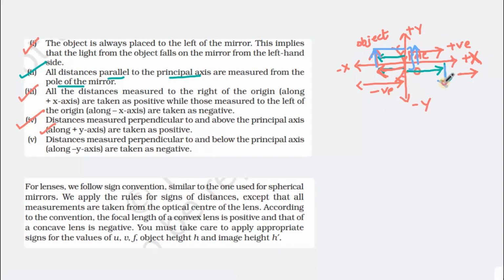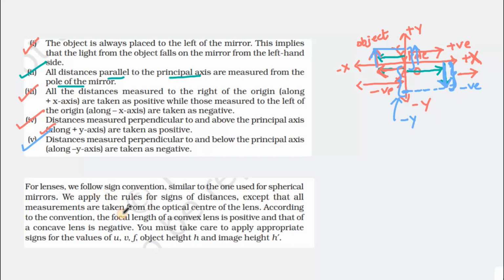Similarly, if we observe this value, to measure this height, we have to draw a line along the negative y-axis. So this value is coming in negative y. So this height will be a negative quantity. Distances measured perpendicular to and below the principal axis, along the negative y-axis, are taken as negative. This is the fifth point.